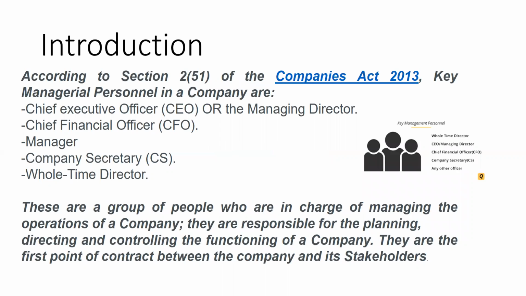Introduction. According to section 2, subsection 51 of the Companies Act 2013, key managerial personnel in a company are CEO, Chief Executive Officer, or the Managing Director, Chief Financial Officer, CFO, Manager, Company Secretary, CS, and the whole-time Director. These are a group of people who are in charge of managing the operations of a company. They are responsible for the planning, directing, and controlling the functioning of a company. They are the first point of contact between the company and its stakeholders.